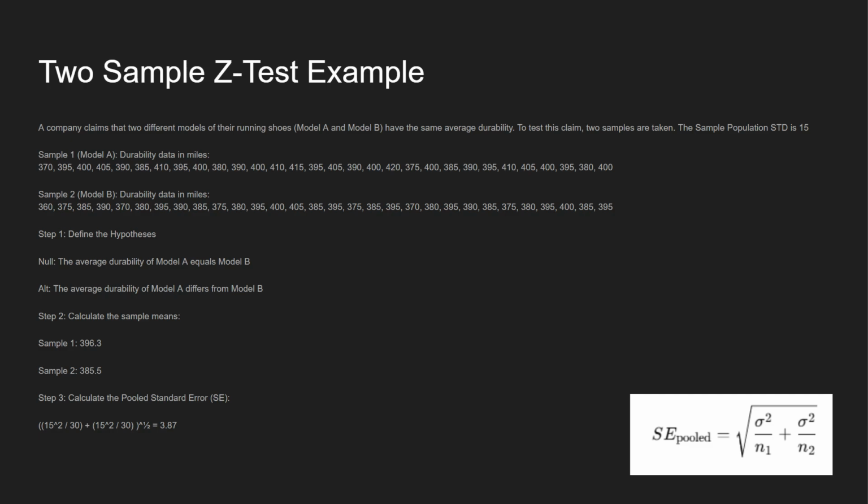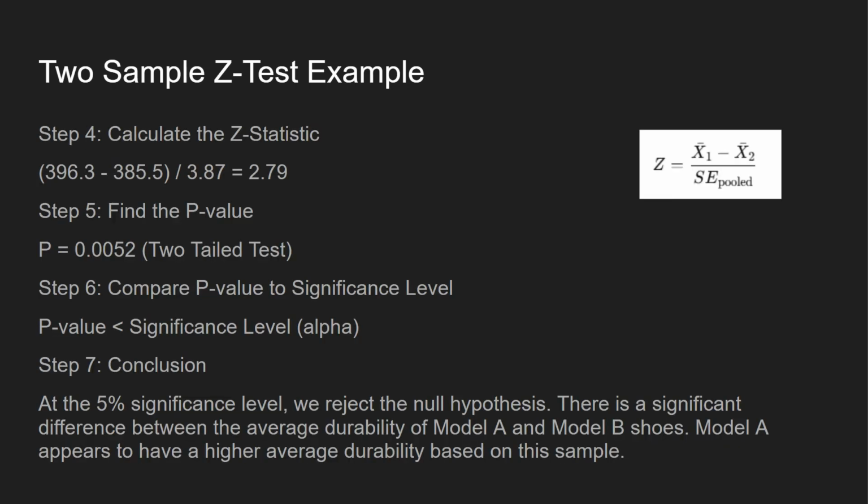Step 3, calculate the pooled standard error, which is this formula down over to the right. We have 15, which is our sample population standard deviation, right? And we have 15 squared on top of each of those, which would be 225. And then we're dividing by the number of samples, which is 30 for each, raising that to the 1/2, and you get 3.87.